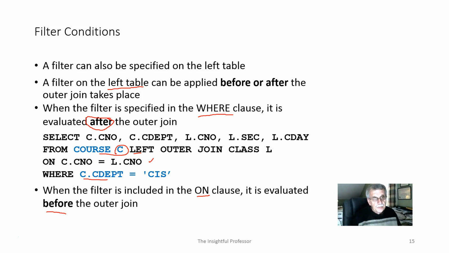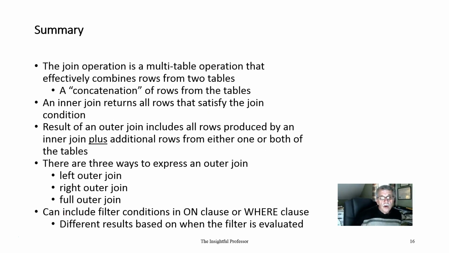Okay, that's the filter conditions, and we're pretty much at the end. So let's summarize what we've talked about. Reminder that the join operation is a multi-table operation, and what it serves to do is to combine rows from two tables. Remember, the join, strictly speaking, is a binary operation. So we take the concatenation of rows from the two tables, the two rows that we're currently considering that satisfy the join condition, we append one to the other.